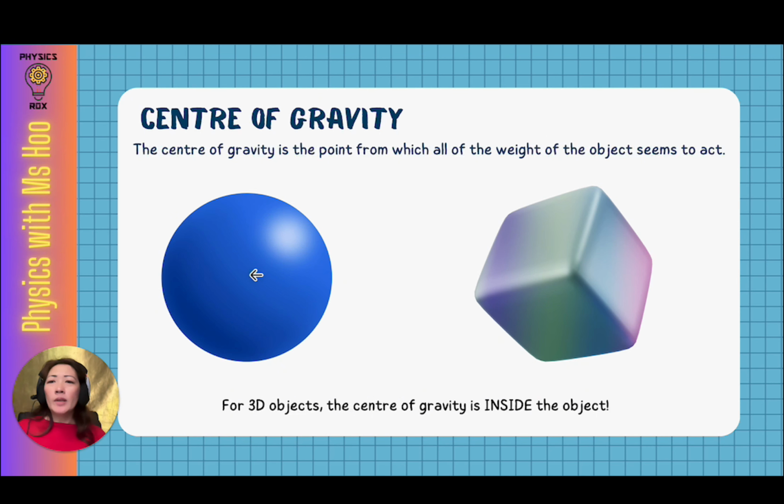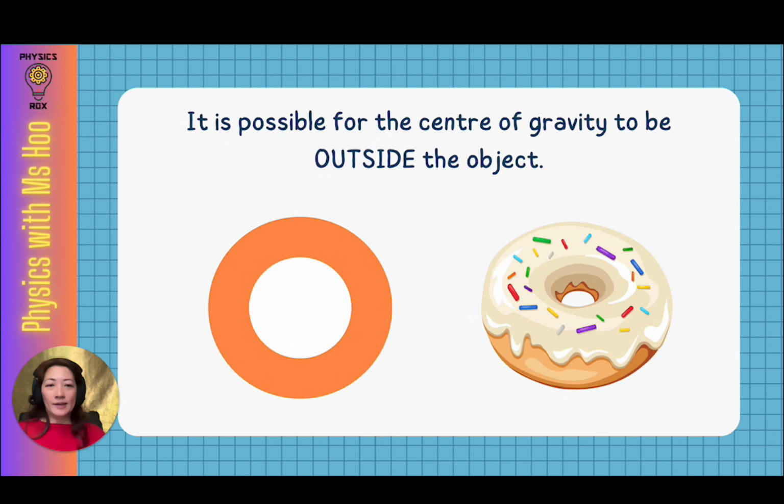inside. So say for example, if I have a mouse like this, it's a 3D object. The center of gravity is not on the surface, rather it's inside. So I cannot point to you exactly where the center of gravity is because my finger cannot access it. It's inside the object. Now, is it possible for the center of gravity to be outside the object? Well, kind of. So say we have an example like this.